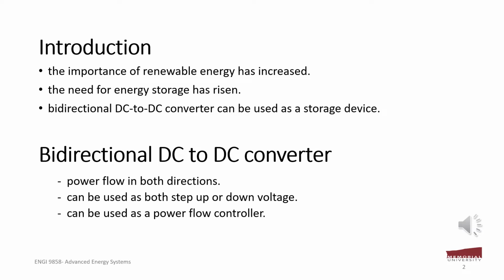A standard DC to DC converter can be converted to a bidirectional DC to DC converter by adding a diode anti-parallel with a MOSFET or IGBT switch to let the current flow in both directions.